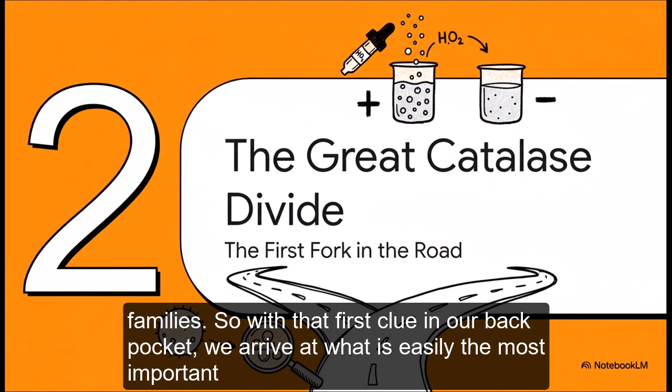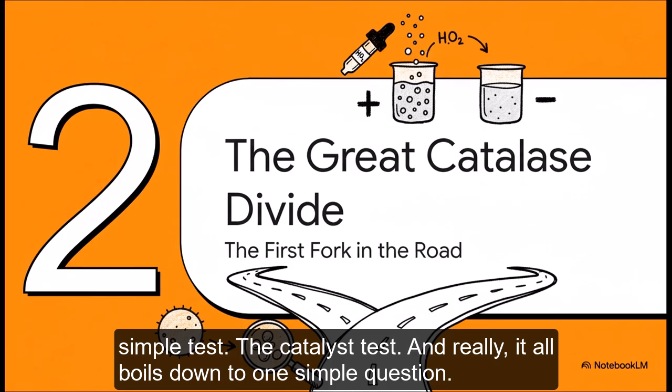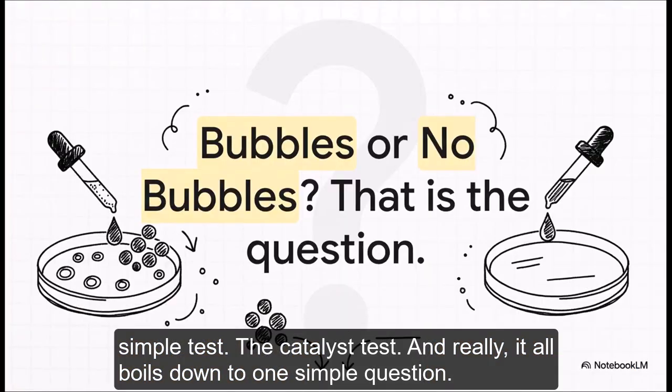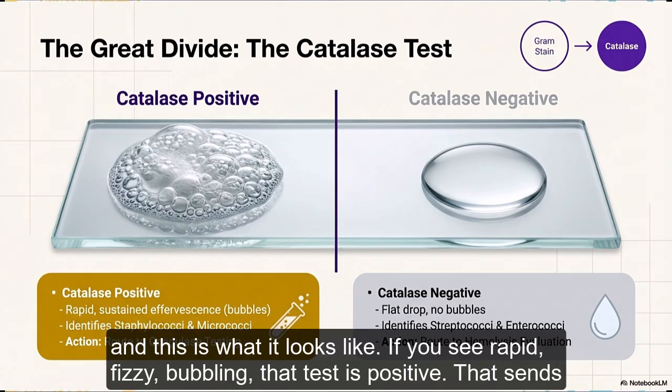So with that first clue in our back pocket, we arrive at what is easily the most important decision point on our entire map. This is the first major fork in the road, and it all comes down to a really simple test, the Catalase test. And really, it all boils down to one simple question. When you take a little bit of your colony and you drop some hydrogen peroxide on it, do you see bubbles or nothing? And this is what it looks like.